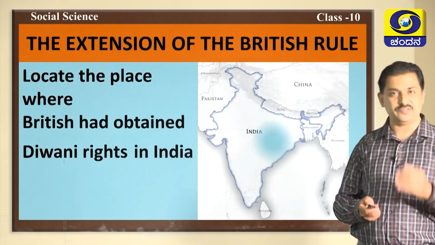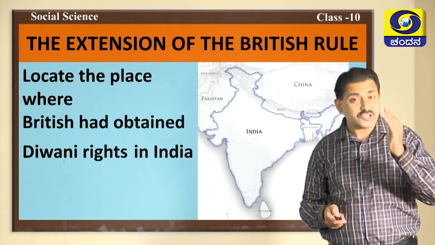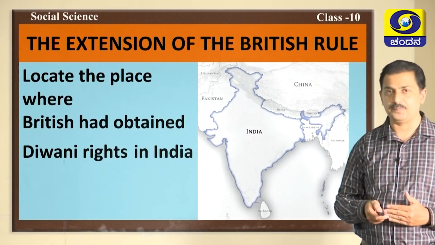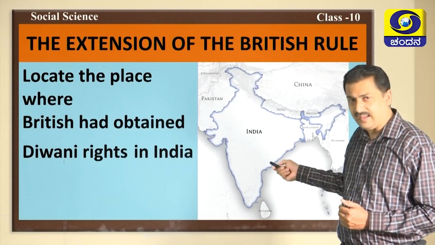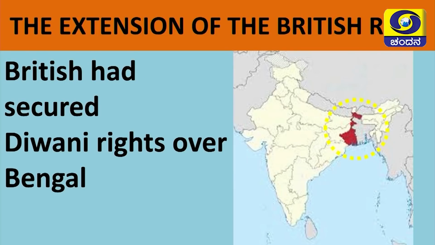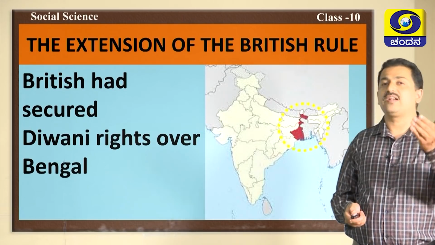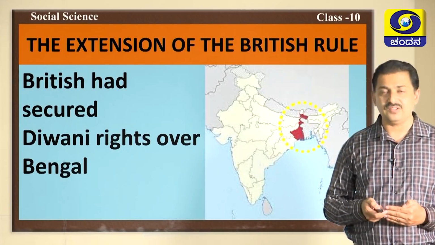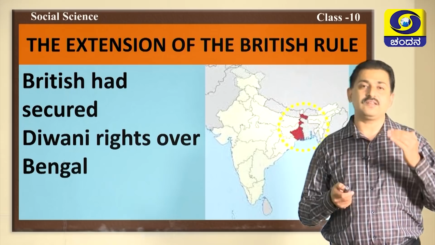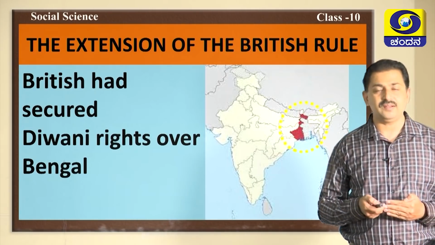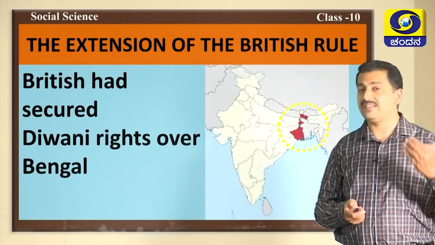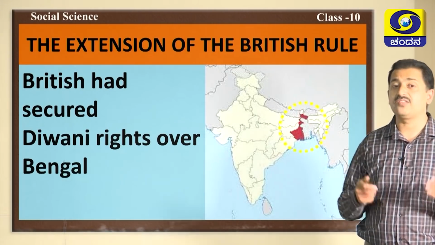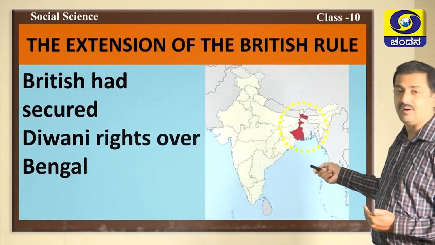Now, I have one more question for you. Locate the place where the British had obtained Diwani rights in India. Will you locate on this map? Yes? Correct. It is Bengal. British had secured Diwani rights over Bengal. You know very well what is Diwani rights? Trading license given to the British. Once they had paid it to the Mughal Empire, they obtained the trading license in Bengal. So, British had secured Diwani rights over Bengal.